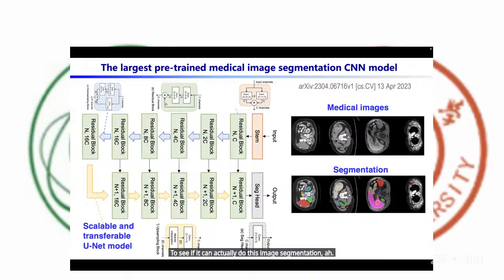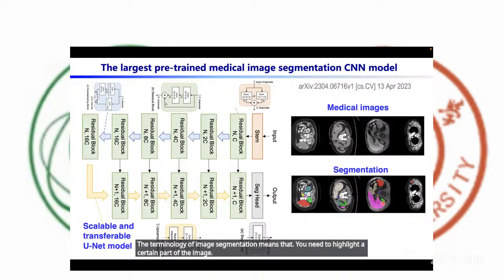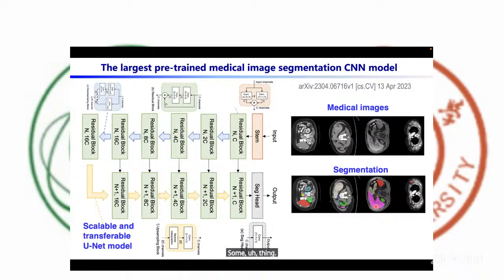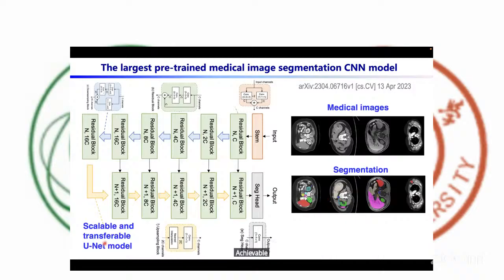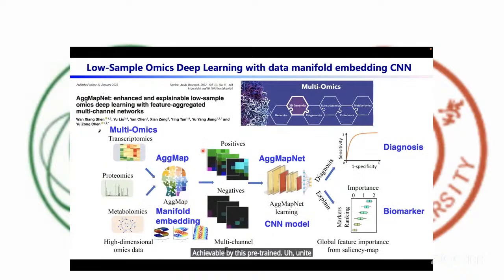The terminology of image segmentation means that you need to highlight a certain part of the image as something you need to pay attention to or think is important, like disease, the section, and so on. So this segmentation task is achievable by this pre-trained UNet model. Okay.